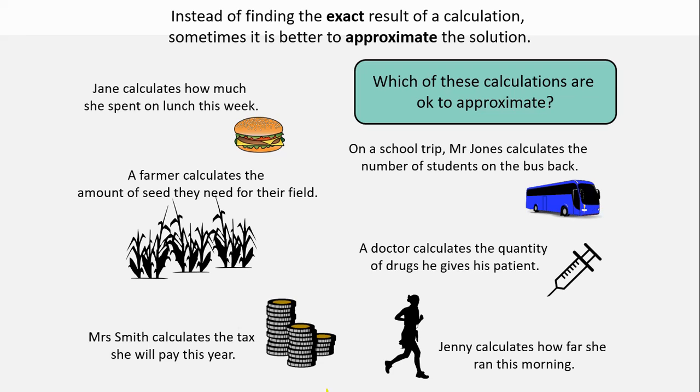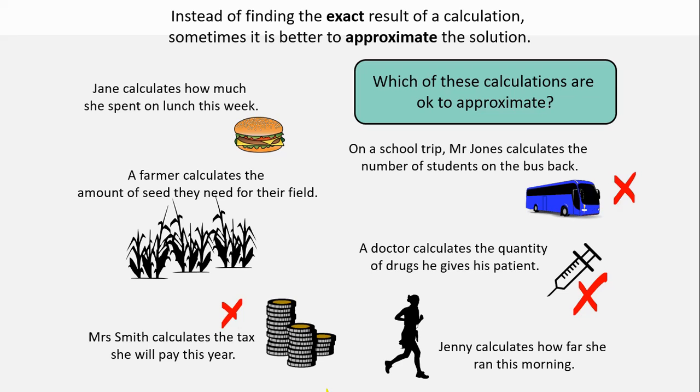So on this side, we're just looking at when is it okay to approximate. Well, I guess if you're counting students going back on a bus, you want to make sure they're all there, so you don't approximate for that. When you're looking at the dose of drugs to give a patient, you want that to be exact. You don't approximate for that. When you look at paying your taxes, you're going to get done if you pay the approximate amount of cash. You need to pay the exact amount of cash.